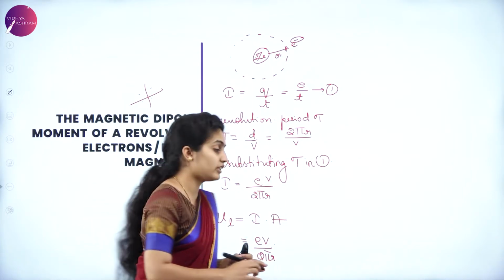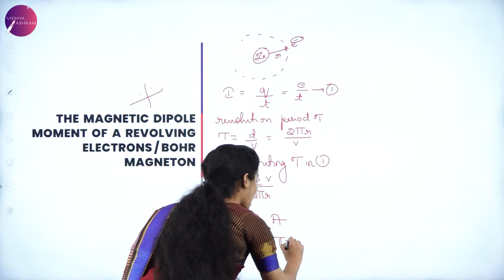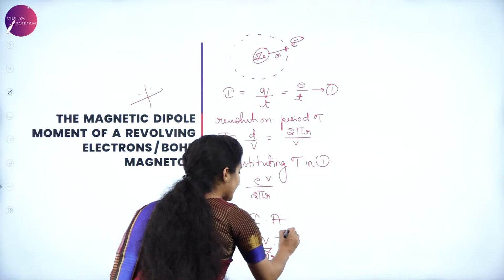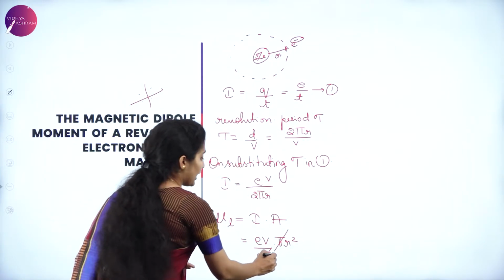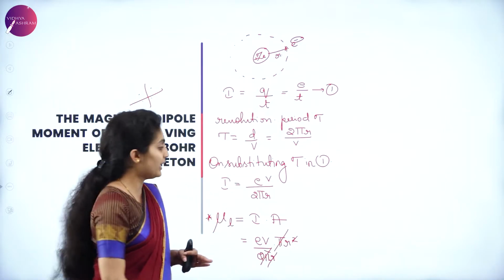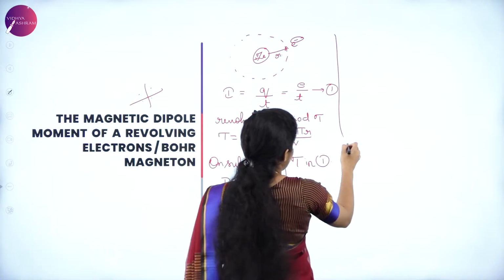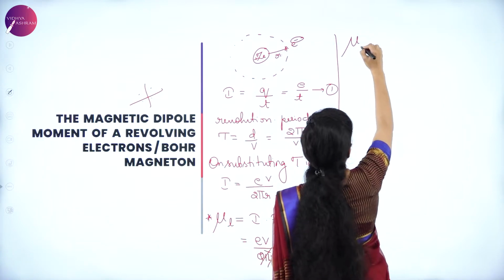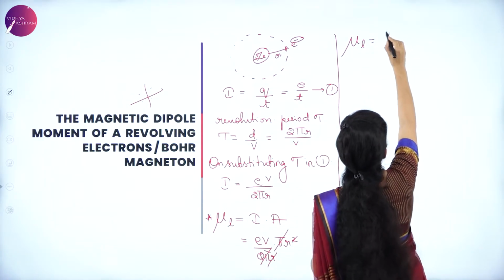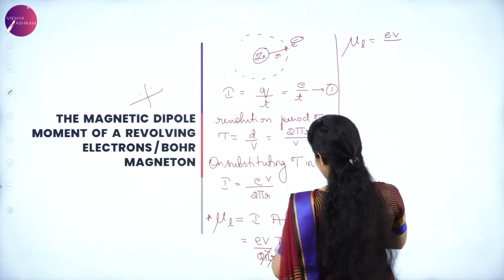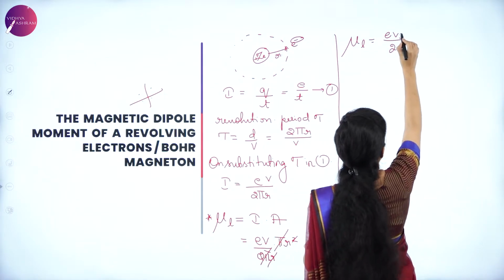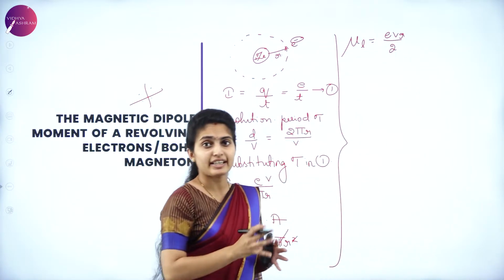Area of a circle is given by pi r squared, for which pi gets cancelled with pi and r gets cancelled with r squared. So you're left with mu_L is equal to ev divided by 2, and here remains the r, evr divided by 2.